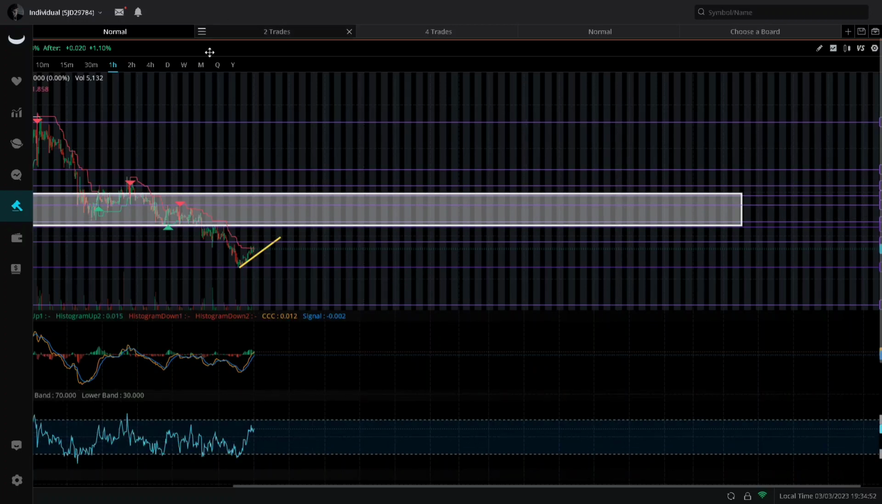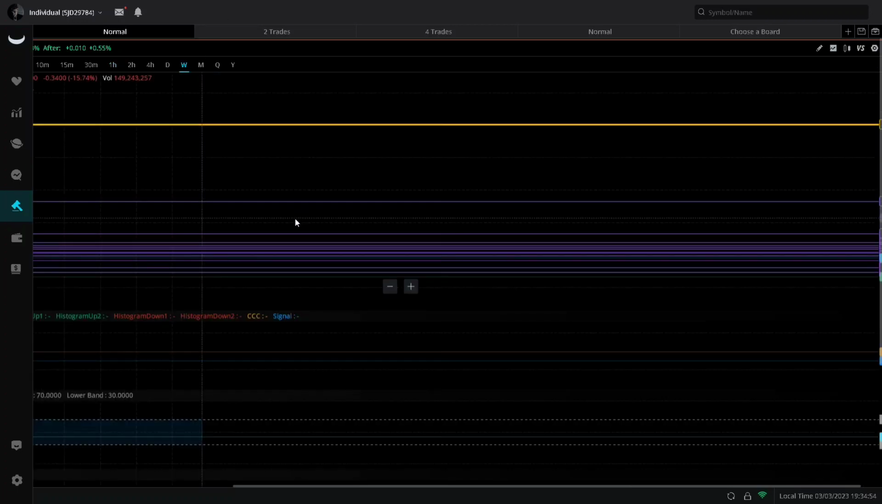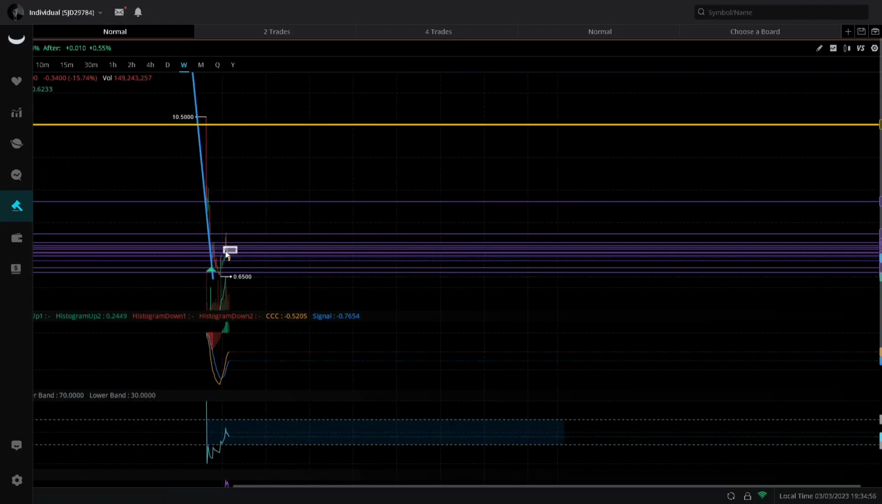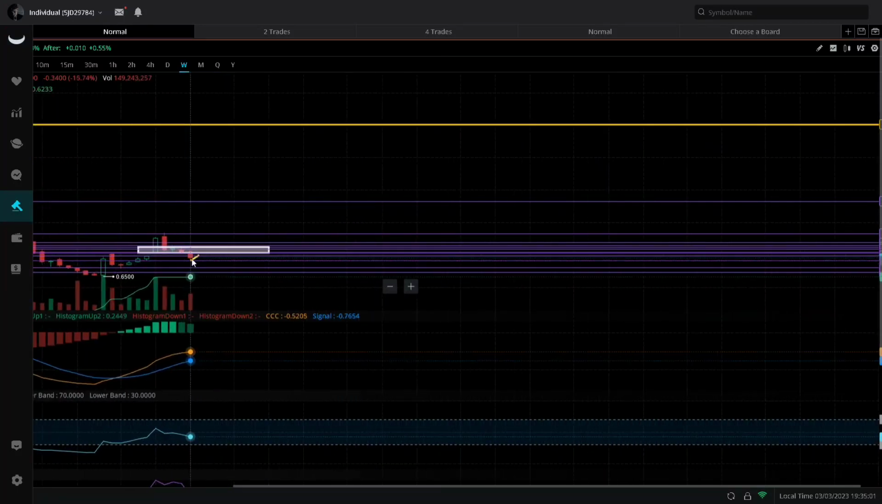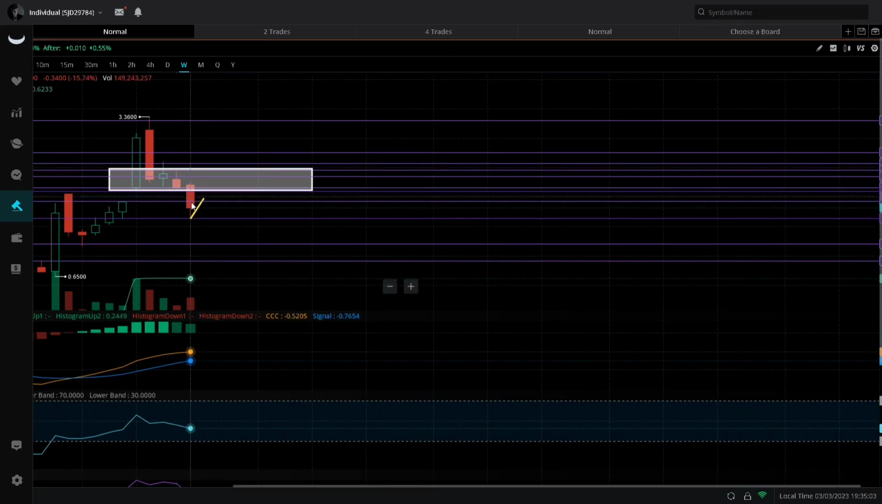And my prediction for the overall week would be a green weekly candle print for Ape. So I do think we're going to get a green weekly candle here for Ape on this upcoming week. So that is just my personal opinion on Ape.